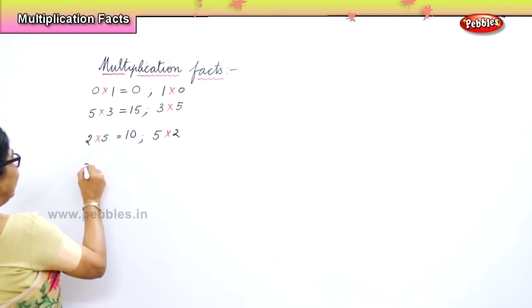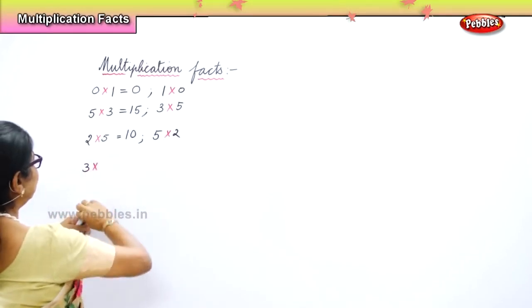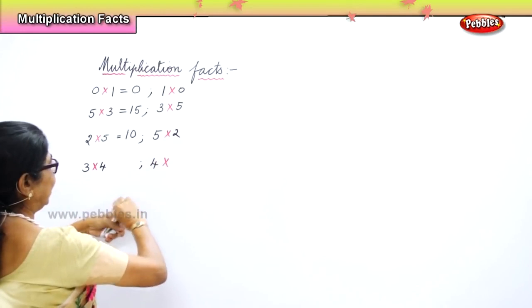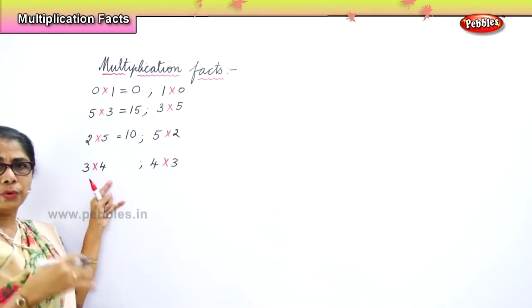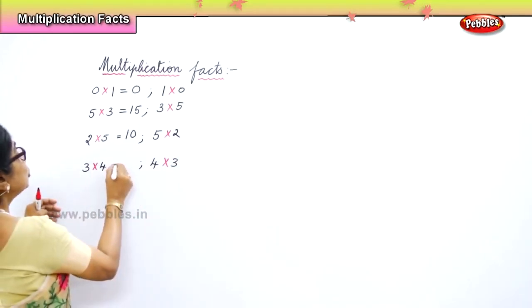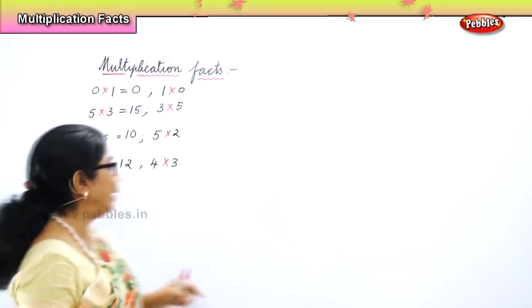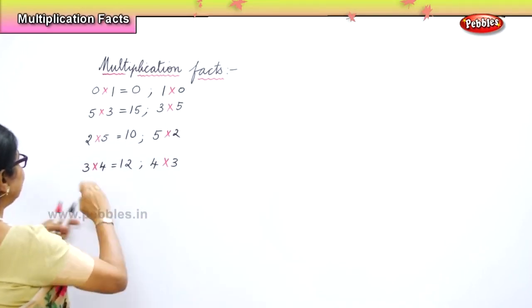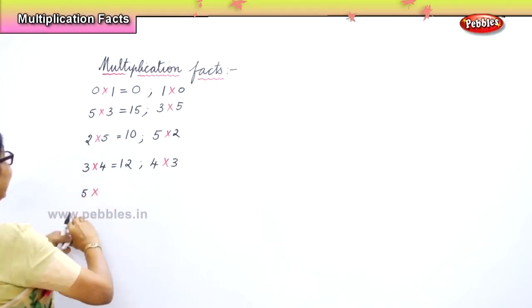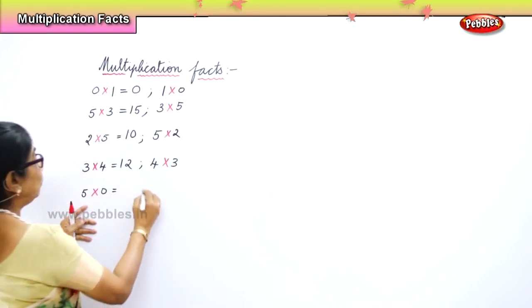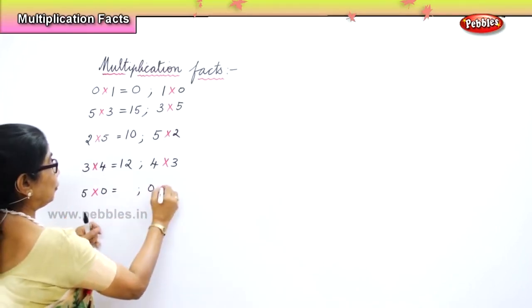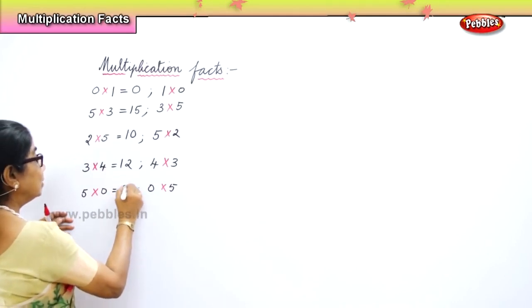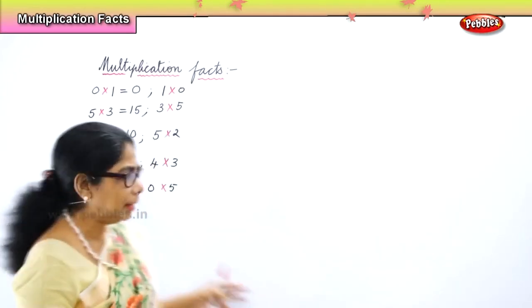Okay, now let's take 3. 3 into 4 is same as 4 into 3. What is 3 into 4? 12. What is 4 into 3? Also 12. You get that? Next, let's take number 5. Let's say 5 into 0. What is 5 into 0? It's same as 0 into 5. And what is the answer? 0. Any number multiplied by 0 is 0.